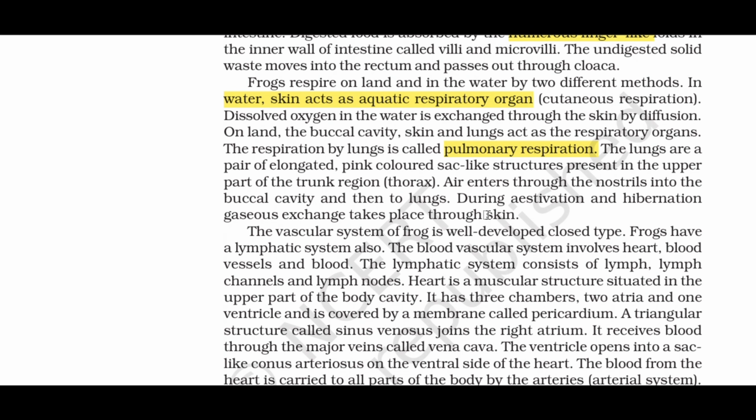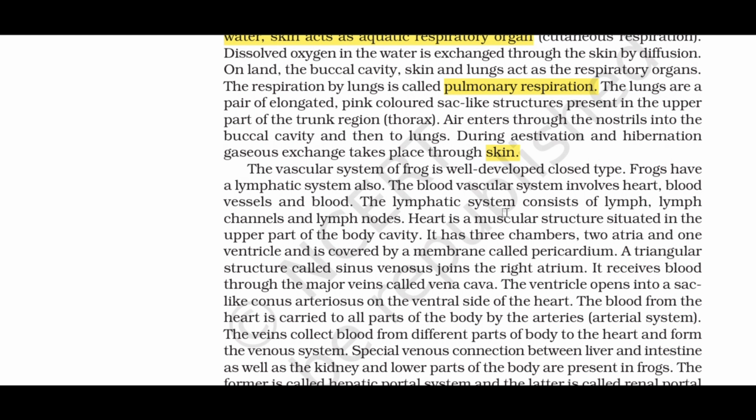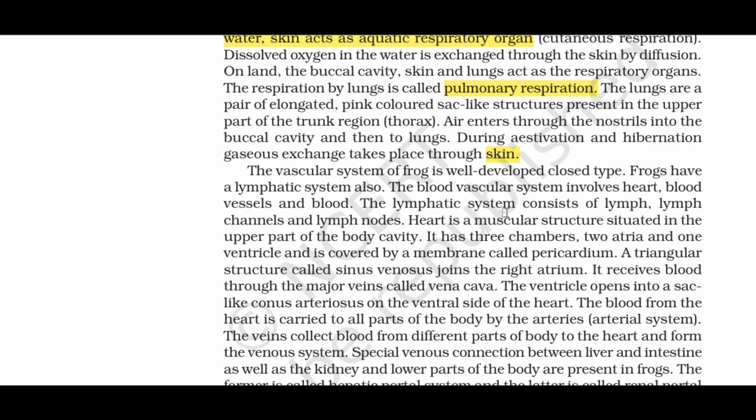The vascular system of the frog is well-developed, closed type. Frogs have a lymphatic system also. The blood vascular system involves heart, blood vessels and blood. The lymphatic system consists of lymph, lymph channels and lymph nodes. The heart is a muscular structure situated in the upper part of the body cavity.